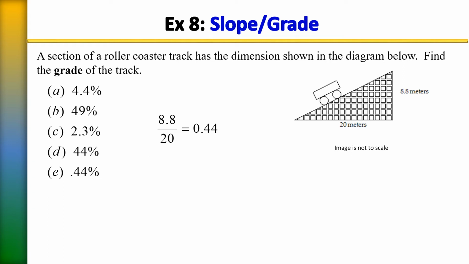Now again, recall that grade, we need to represent our answer as a percent. And how do you turn a decimal into a percent? If you said move 2 places to the right, then you are correct. Let's go ahead and move that decimal place 2 places to the right and insert a percent symbol. And what that gives us is 44%, which is choice D.